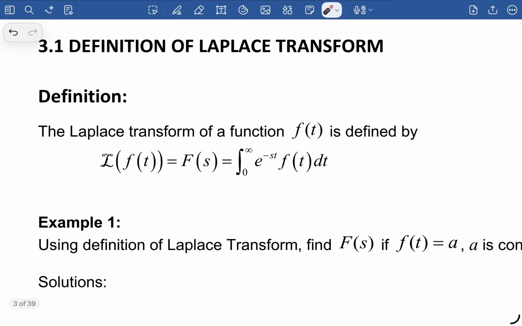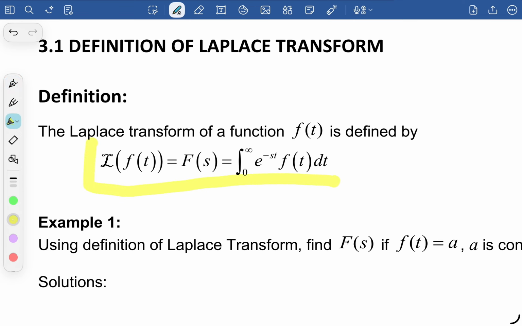Okay, the Laplace transform is given by this formula. This formula here is the specific formula for the Laplace transform. Okay, we have the Laplace transform.